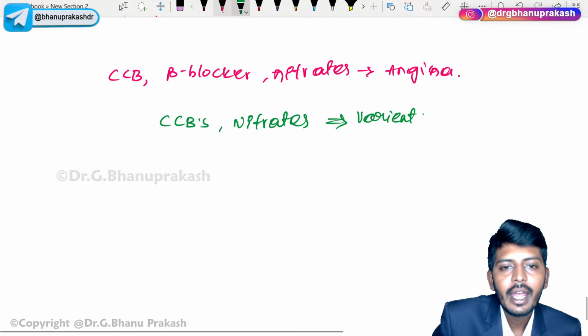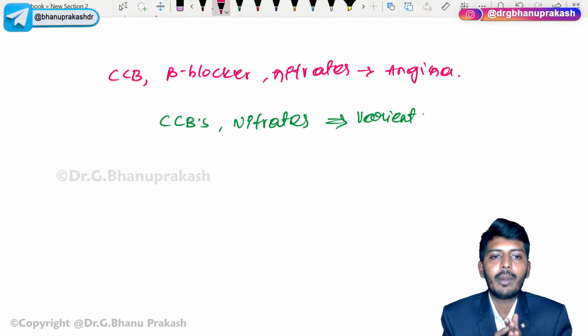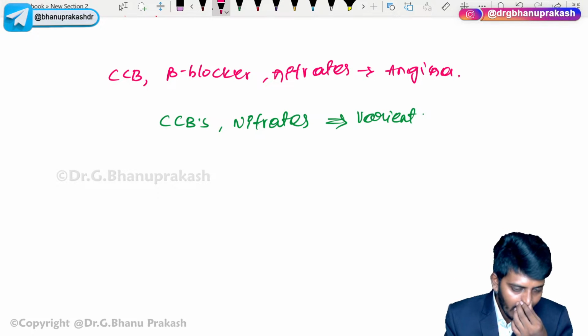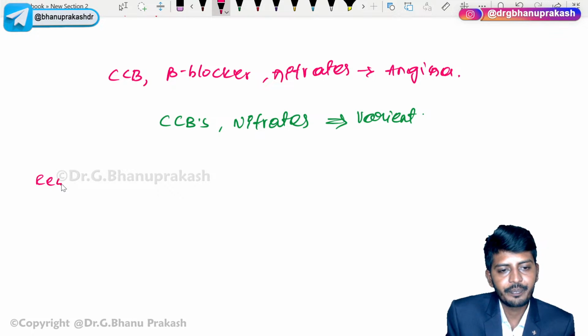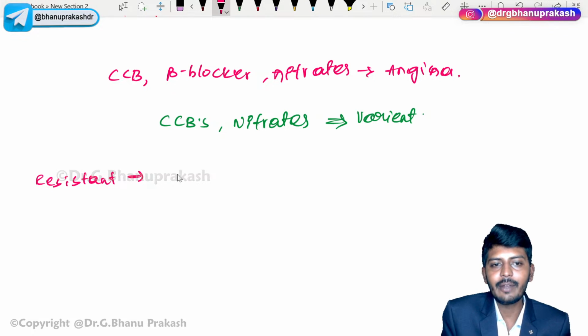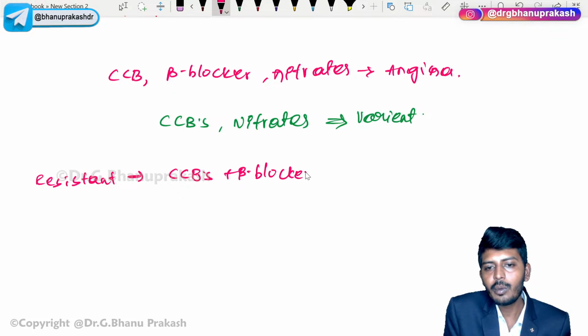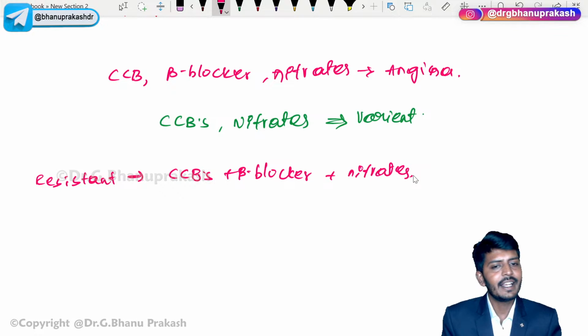And one more thing. Many people would have studied, sir, that we do not combine beta blockers with calcium channel blockers, right? So you need to understand that for highly resistant cases, we actually combine CCBs plus beta blockers, and also, my dear students, plus nitrates. All three of them are used for the resistant form of angina.